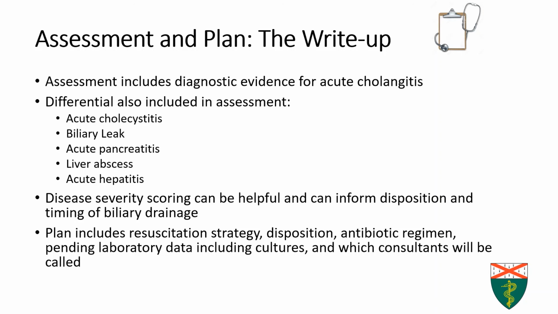The differential diagnosis for acute cholangitis is acute cholecystitis, biliary leak, acute pancreatitis, acute hepatitis, and liver abscess. These are often easily distinguished from acute cholangitis either based on laboratory data or imaging findings. Disease severity scoring can be helpful to include in your assessment and can, again, help determine disposition and timing of endoscopic management.